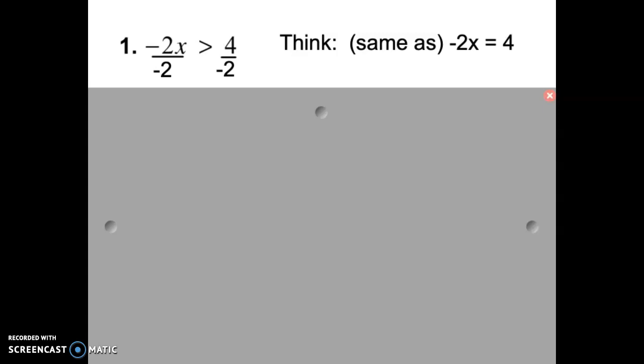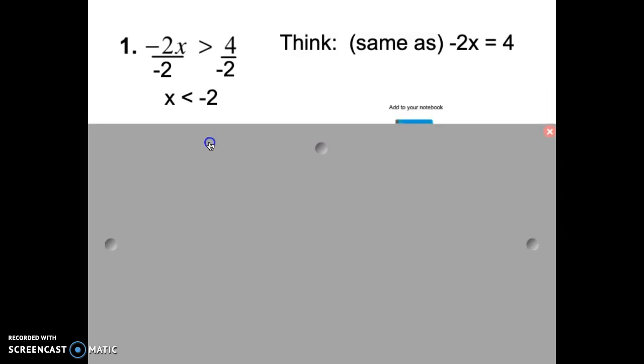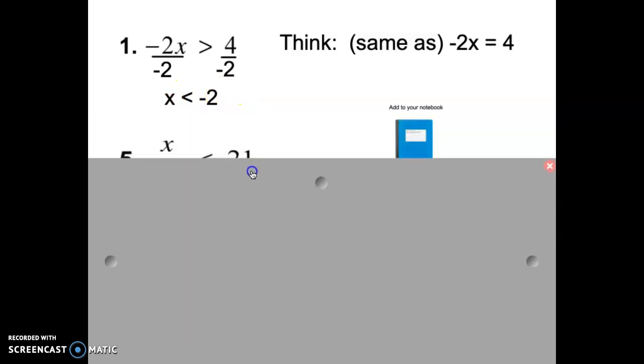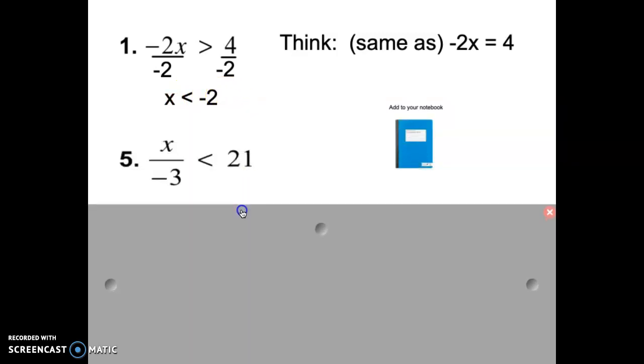Now, when you're dividing by a negative or multiplying by a negative, you've really got to be careful because the signage of the inequality is going to flip. In other words, it's going to be the opposite. So right now we would read this as greater than, but then when we divide both sides by negative 2, we're left with x and negative 2 on this side, and now we've got to turn that inequality sign around. So now it says that x is less than negative 2. Okay, and then here is the same thing for this one here. So x divided by negative 3 is less than 21.